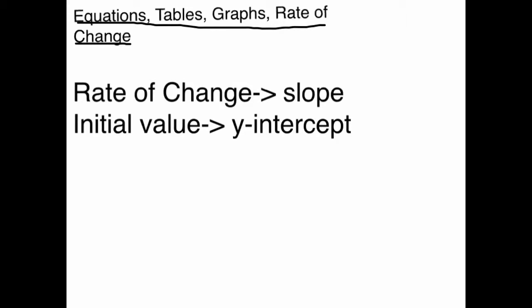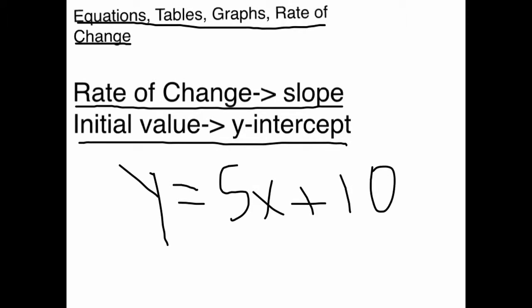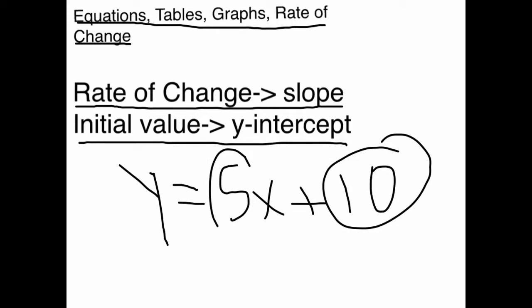change. This is stuff that you guys already know, but I want you guys to write it down again because the more times you write it down, the more likely you are to remember it. Rate of change always refers to my slope in an equation, and my initial value refers to my y-intercept. So if I had y equals 5x plus 10, my initial value here would be 10, which is the y-intercept, and then my rate of change would be 5.